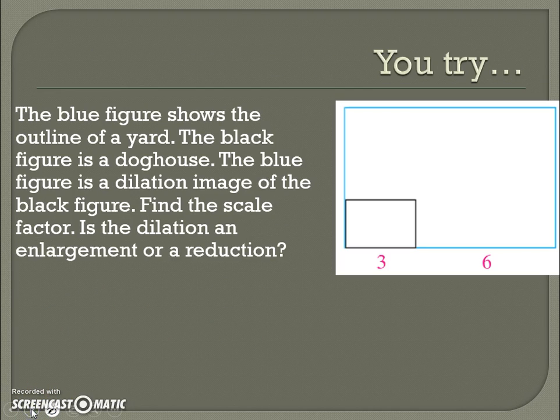Here's one for you to try. The answer will be up in 3, 2, 1. All right, here's what I got. I found a scale factor of 3. This whole length right here is 6 plus 3, so be careful with that. And then that is an enlargement because it says the blue figure is the dilation image of the black figure, which means you start with the black figure. Blue is the image, so I get bigger in that case.